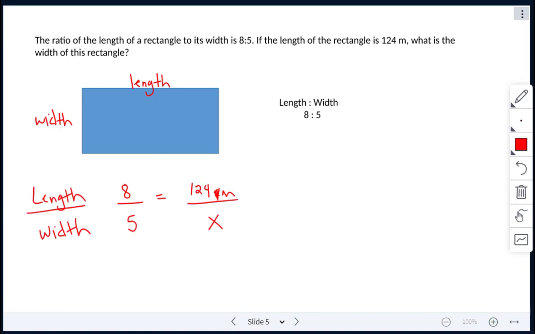So we've set up our ratio here. All we have to do next is cross multiplication. To solve for x, which is our width, we're going to take 124 times 5 and divide it by 8. That gives me my answer of 77.5 meters. Again, when we have questions with units, make sure you are answering with the units as well. We were given 124 meters, so our answer here would also contain meters.